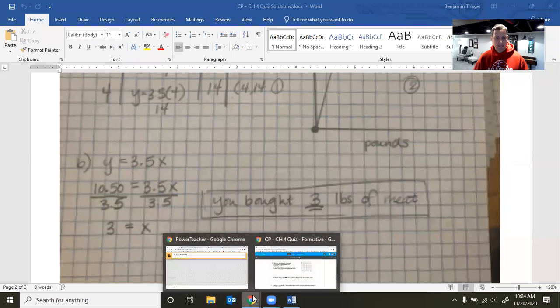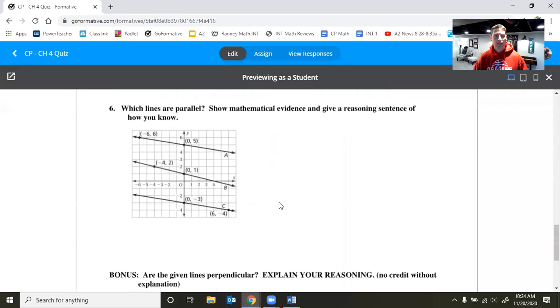Okay, onward to number 6. Which lines are parallel? Show mathematical evidence and give a reasoning sentence of how you know. So although you might be able to guess at which one of these look parallel to each other, you need to prove it by finding their slopes, because we know the slopes of parallel lines are the same.